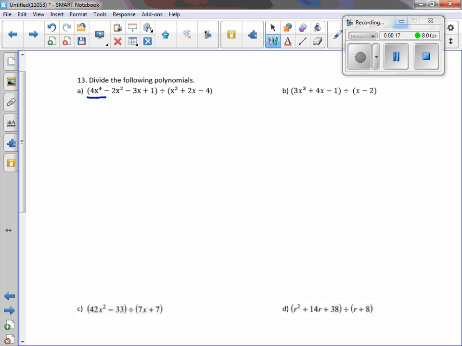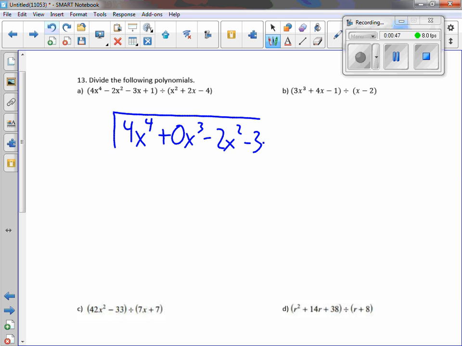Number 13, notice we have two polynomials, we're dividing them. The first guy always goes inside of our bracket guy. Now notice it jumps from x to the fourth to x squared. What we need is every exponent represented. So we're missing x to the third. Here's how we add that in. We add plus 0x to the third. And then we have x squared, we have x, and we have something by itself. On the outside, that same rule would apply, but in this case, we have all of our exponents.